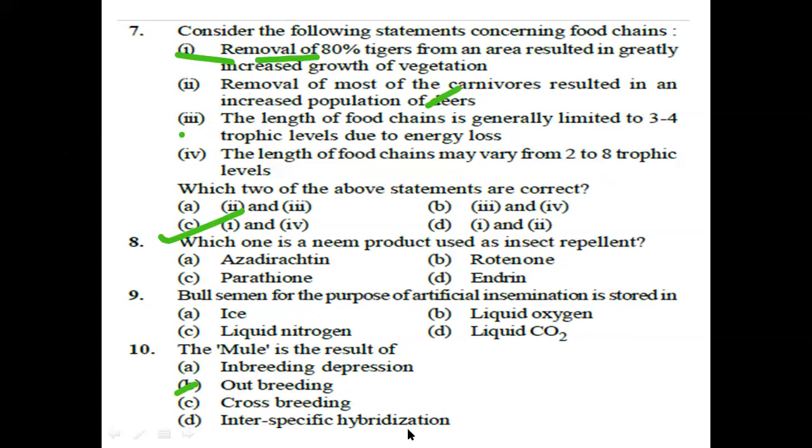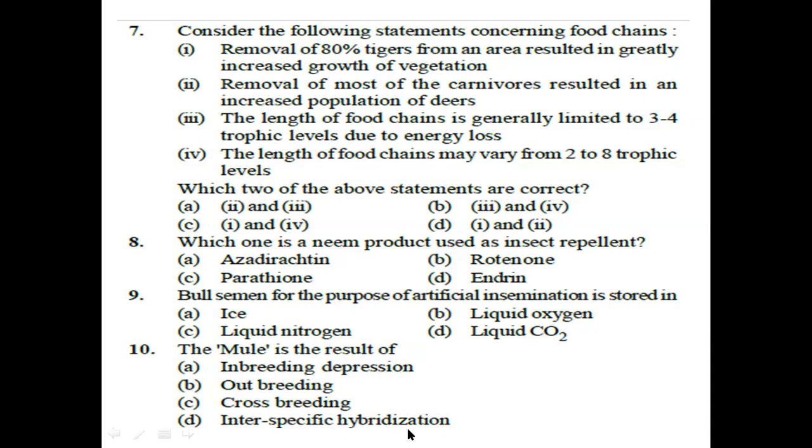Consider the following statements concerning the food chain. Removal of 80% of tigers from an area resulted in greater increased growth of vegetation. Removal of most of the carnivores resulted in the increased population of deer. Length of food chain is generally limited to 3 to 4 trophic levels due to energy loss. Length of food chain may vary from 2 to 8 trophic levels. If 80% of tigers are removed from an area, there will not be increased growth of vegetation. Removal of most of carnivores results in increased population of deer. Option second is right. The length of food chain is generally limited to 3 to 4 trophic levels due to energy loss. So the answer for this question is second and third.